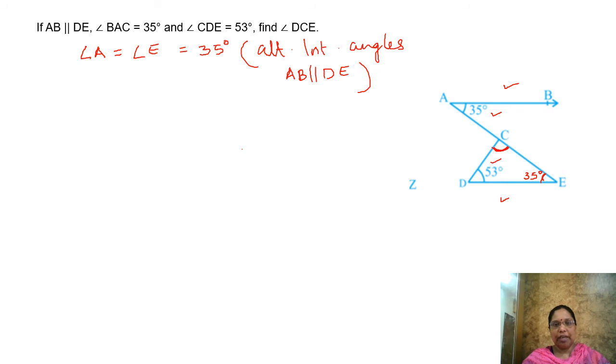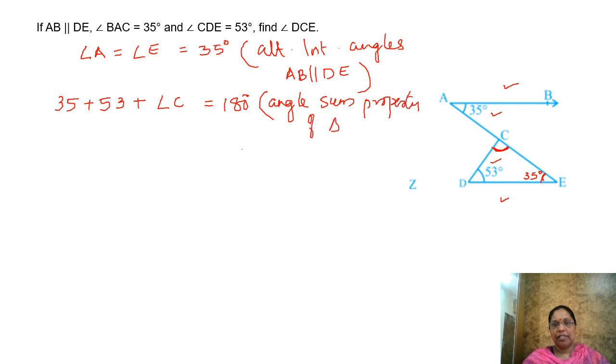Now once we get that 35, then we know that 35 plus 53 plus angle C is equal to 180 degree. What is the reason? Angle sum property of triangle. Which is the triangle we are taking? Triangle DCE. Now you tell me what will be angle C. Angle C will be equal to 180 minus 88. What will be the answer? 92. Angle C is equal to 92. Got it? Isn't it easy?